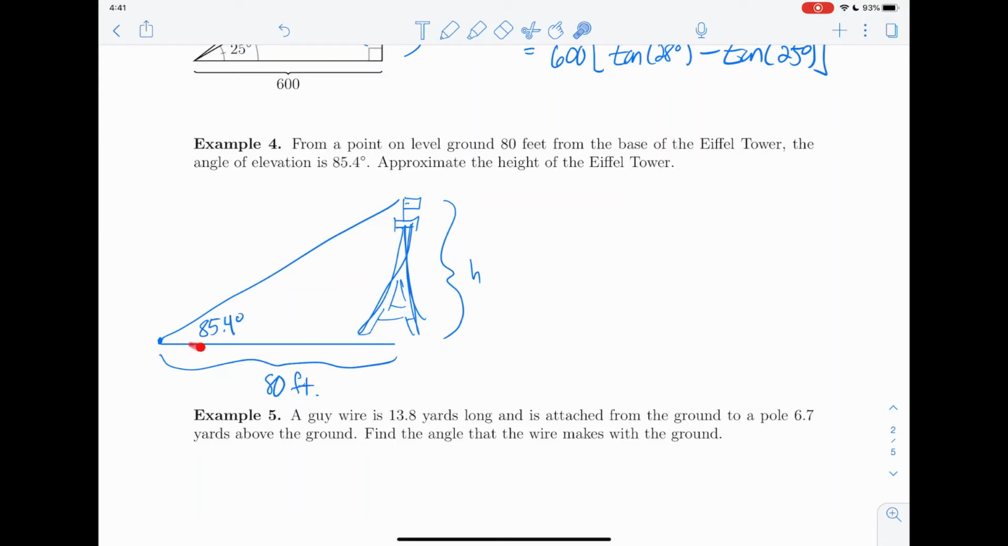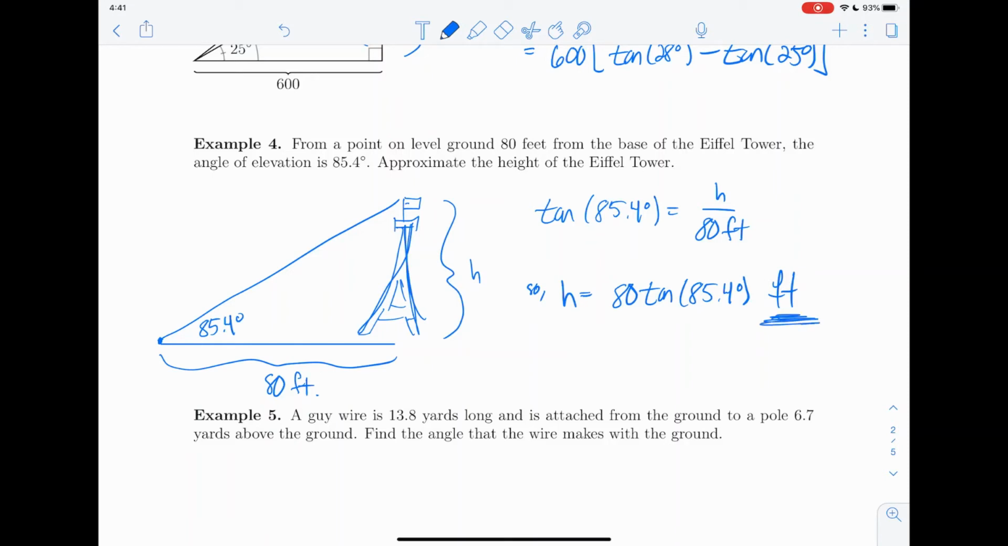The relationship between the given angle, the desired quantity h, and the given length 80 is clearly a tangent relationship. So we know that the tangent of 85.4 degrees is equal to h over 80 feet. The units here are super important, because at the end of the day, this is a real-life problem, and we want to give our answer in real-life units. So if we solve for h, we get that the height of the Eiffel Tower is approximately 80 times the tangent of 85.4 degrees feet.